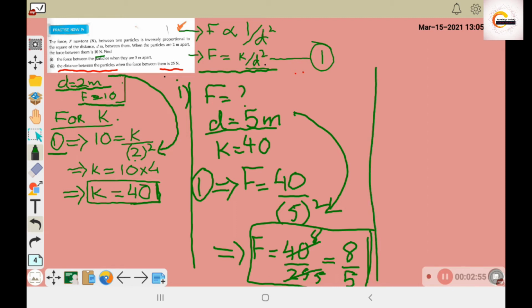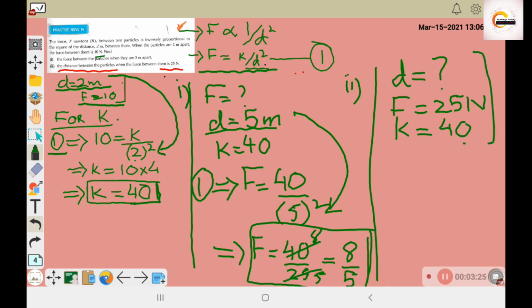Okay. Now number 2. We have to find out the distance between the particles, the distance, not the square of the distance, when the force between them is 25 Newton. And K is 40. We'll use this value in formula number 1.